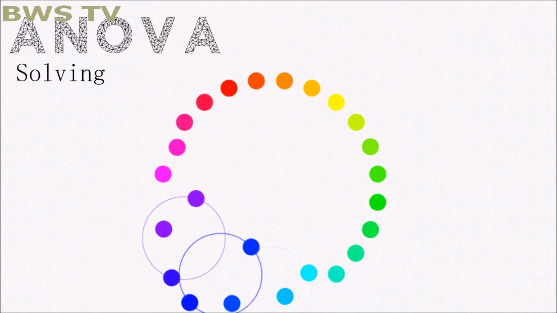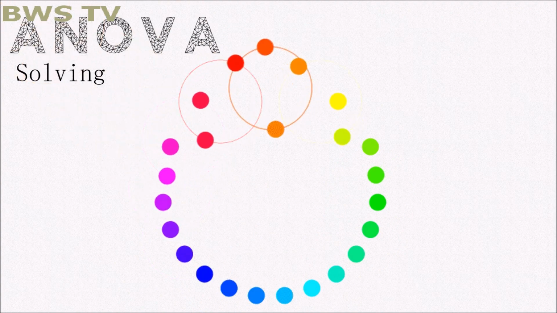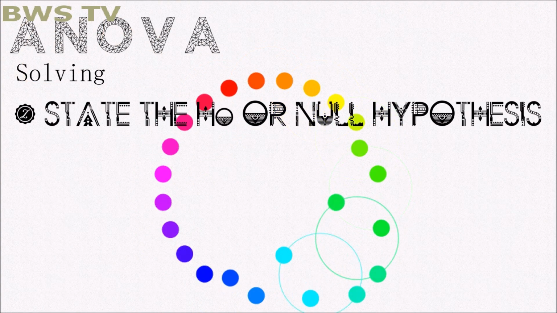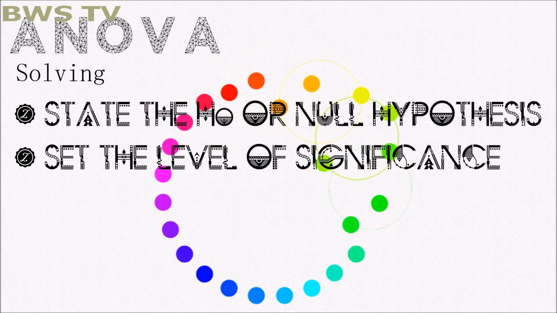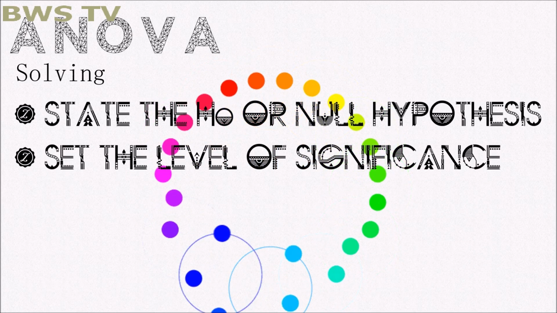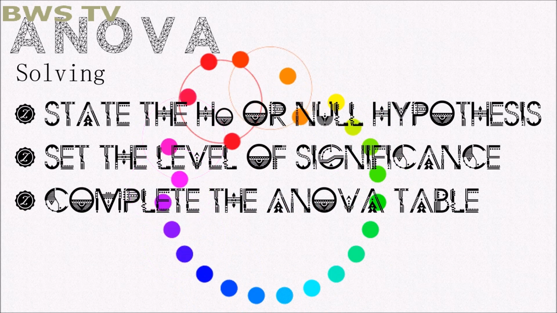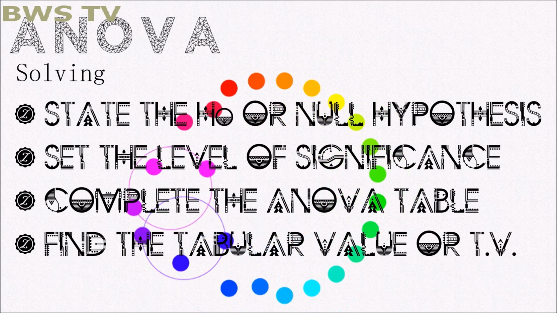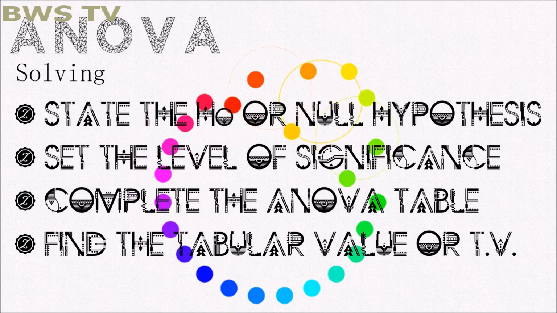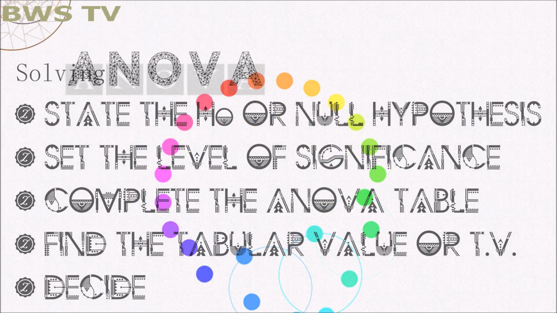So in ANOVA, we have steps in solving. First, state the Ho or null hypothesis. Second, set the level of significance. Third, complete the ANOVA table. Fourth, find the tabular value or TV. And fifth, decide.